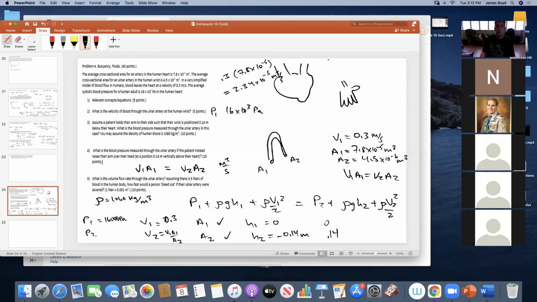Now, the volume divided by the volume flow rate will give you the time, because this is meters cubed per second, this is meters cubed. So the volume is 5 times 0.005, so 0.005 divided by this answer, 2.34 times 10 to the minus 5, but when we flip it, it becomes 10 to the fifth. This ends up being about, sorry, 200 seconds, 213 seconds.